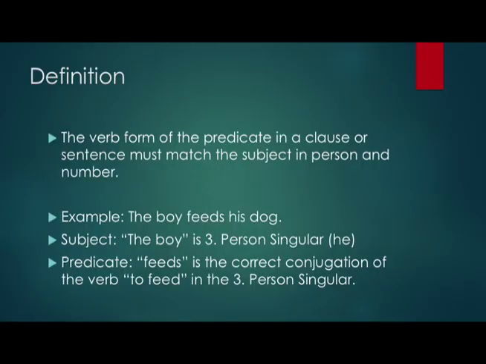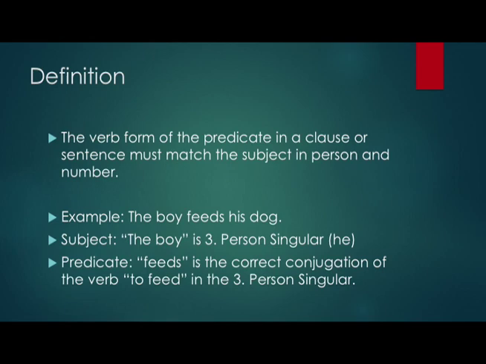So let's begin with a definition of subject-verb agreement. So hopefully again you guys looked at the first video that discussed the components of sentences. So in every sentence we have a subject and a verb, and the verb form of that predicate in a clause or a sentence has to match the subject in person and in number.